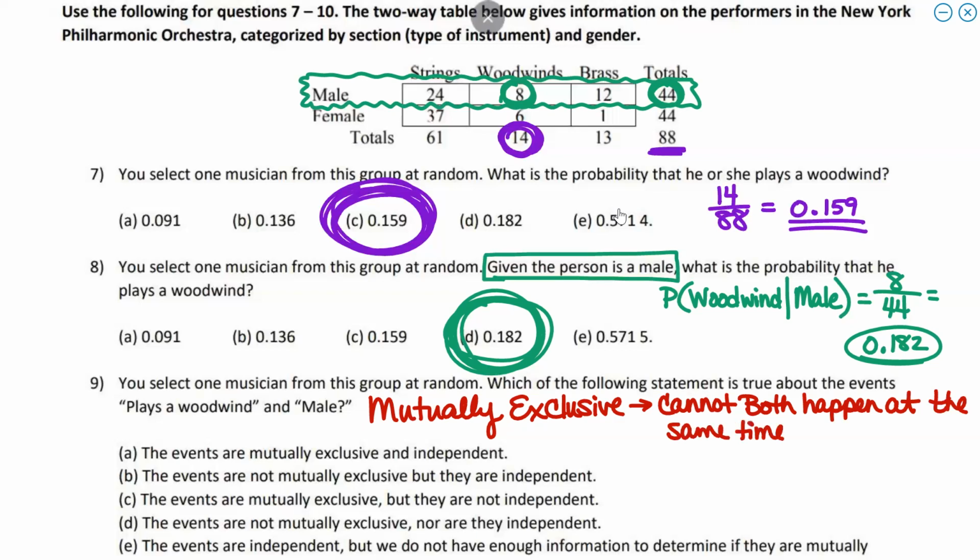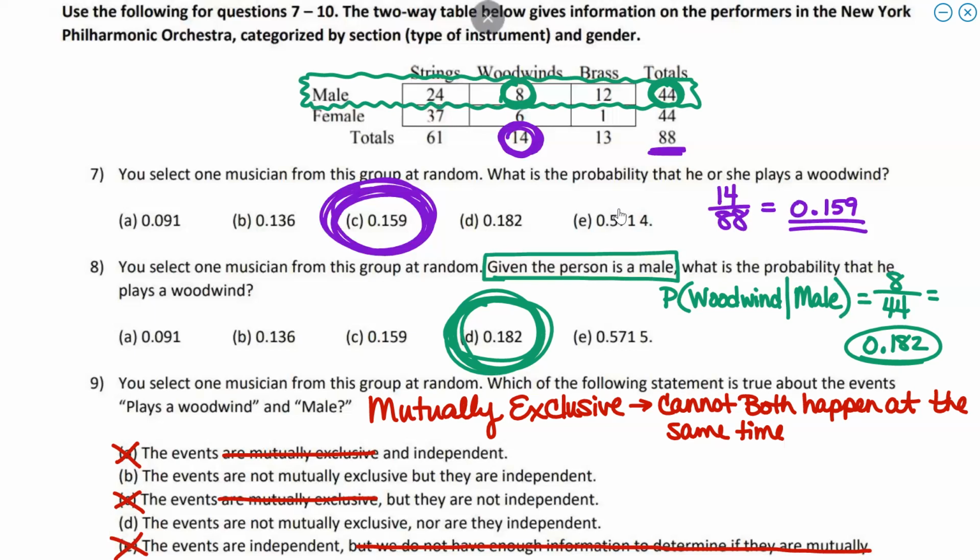They can happen at the same time. Can you be a male and play a woodwind? According to this table, can you be a male and play a woodwind? How many people fit that category? 8. Not mutually exclusive. So any of these options down here that say that they are mutually exclusive, nope. And even part E, it says we do not have enough information to determine if they are mutually exclusive. Yes, we do. We have that table.